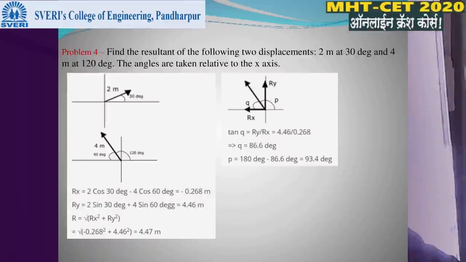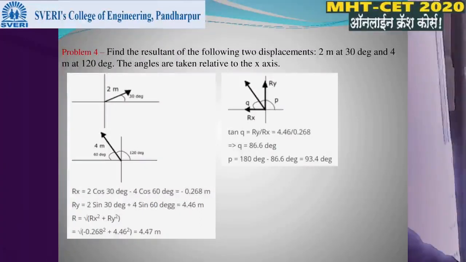Rx is equal to 2 cos 30 degree minus 4 cos 60 degree is equal to minus 0.268 meter. Ry is equal to 2 sin 30 degree plus 4 sin 60 degree is equal to 4.46 meter. Then R is equal to under root Rx square plus Ry square. If we put the above two values in that equation, then what we get? R is equal to under root minus 0.268 square plus 4.46 square is equal to 4.47 meter.